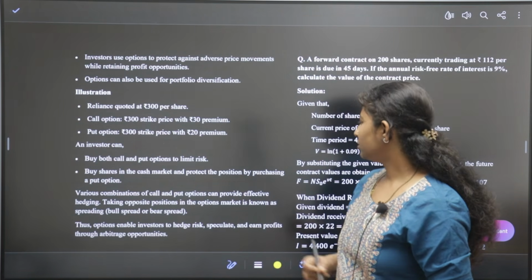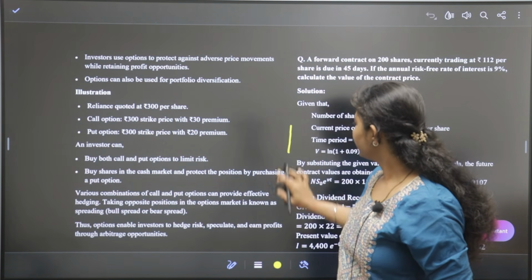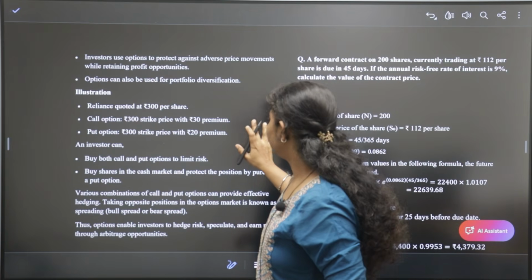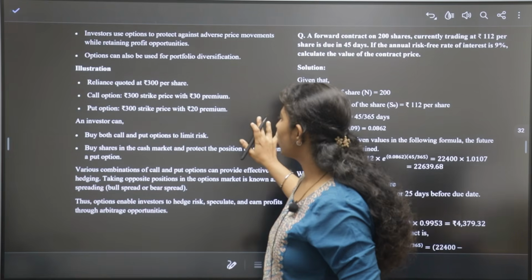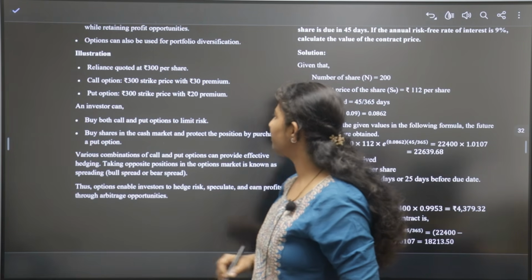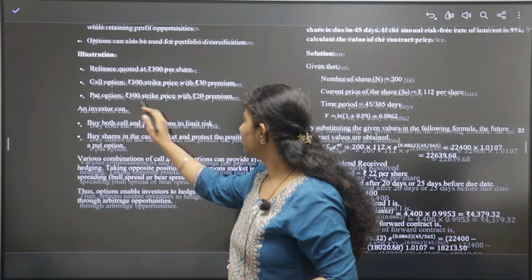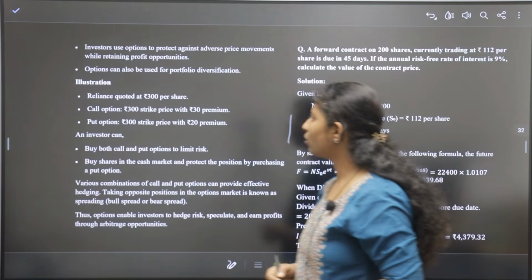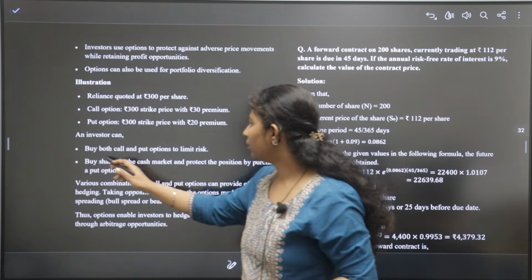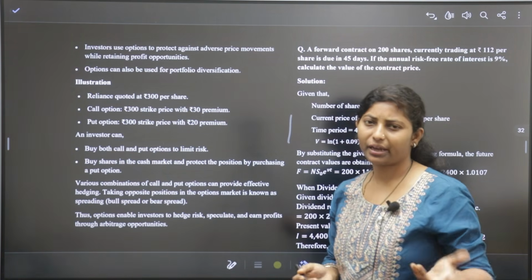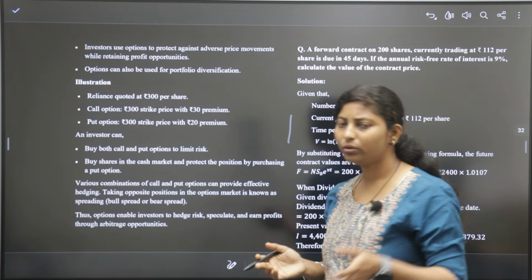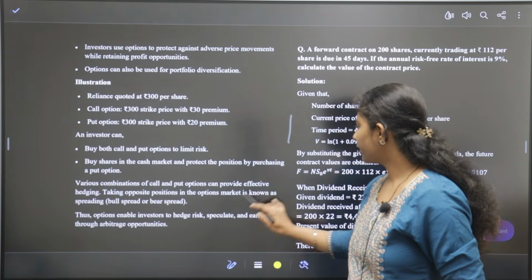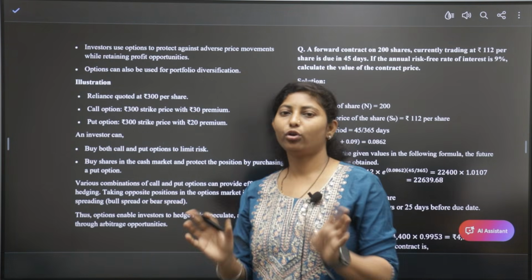Next, here we have a simple example illustration. Reliance is quoted at rupees 300 per share, the call option has a strike price of 300 with a 30 premium, and the put option has a strike price of 300 with a 20 premium. An investor can buy both the call and put option to limit the risk. Buy shares in the cash market and also protect the position by purchasing a put option.